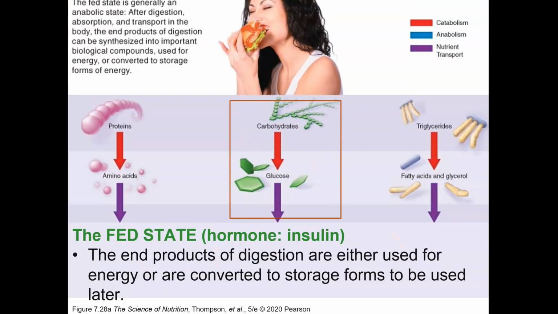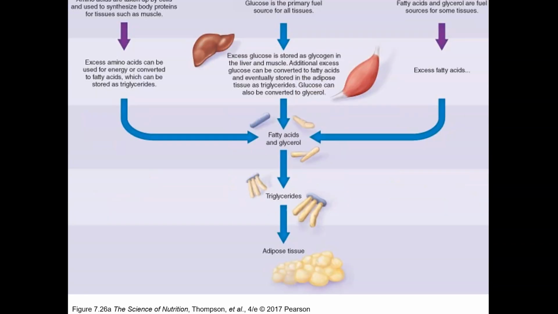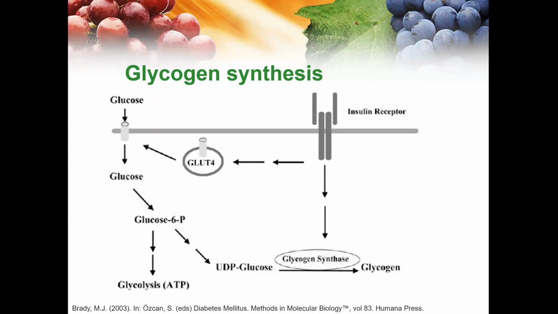So we were in the fed state, and the carbohydrates from her food were broken down into glucose, and now we can use them to make storage forms of glucose like glycogen. And again, your liver and your muscle is where you store that glycogen, and your liver and your muscle can only store so much glycogen, so the rest gets converted to fat. So, again, anything that we don't use right away after we eat gets converted to glycogen.